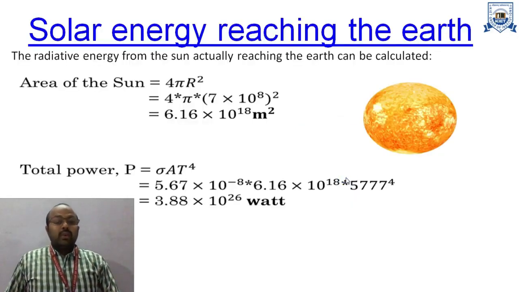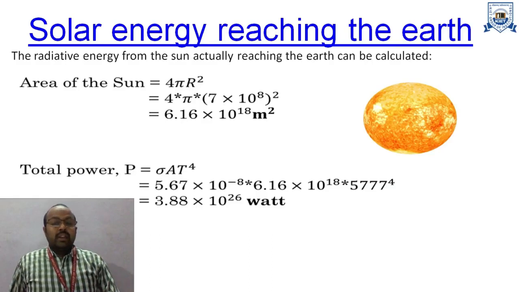Now, solar energy: how much solar energy reaches the Earth? Basically the radiative energy from the sun actually reaching the Earth is calculated from the area of the sun and the total power. So we use the Stefan-Boltzmann law, P equals sigma A T to the power 4. According to this we calculate the total power, and the area of the sun is around 4 pi r squared or pi by 4 d squared, calculated with the radius or the diameter.